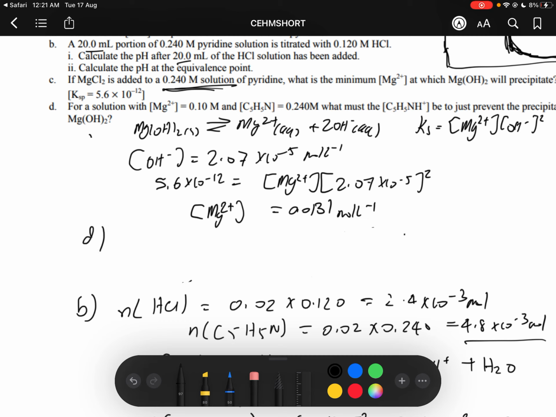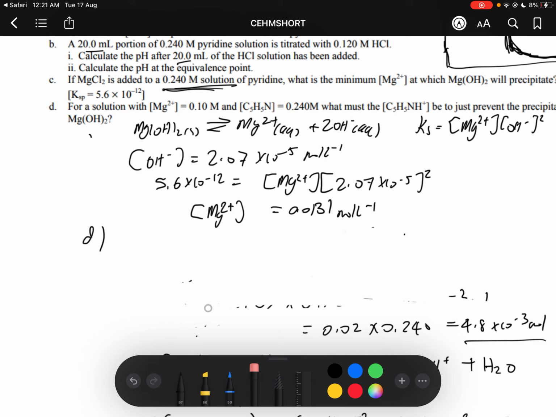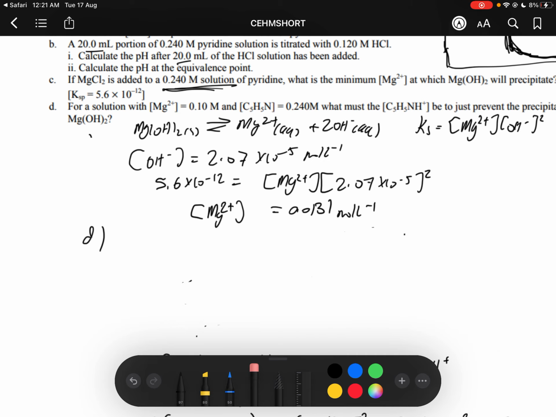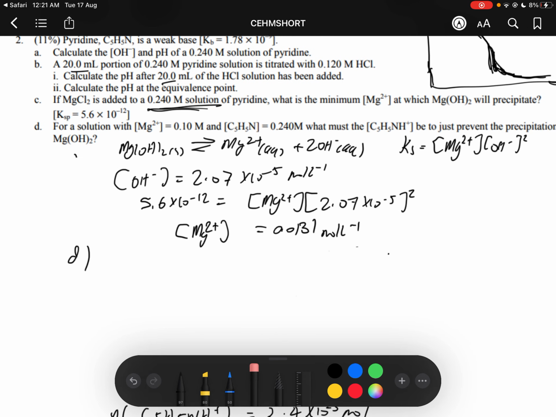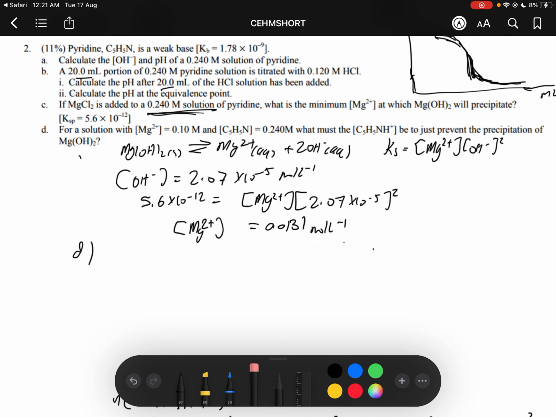Looking at question D. For a solution with Mg2+ concentration of 0.1 mole per liter and C5H5N equal to 0.240 mole per liter, what must the C5H5NH+ concentration be to just prevent the precipitation of Mg(OH)2?